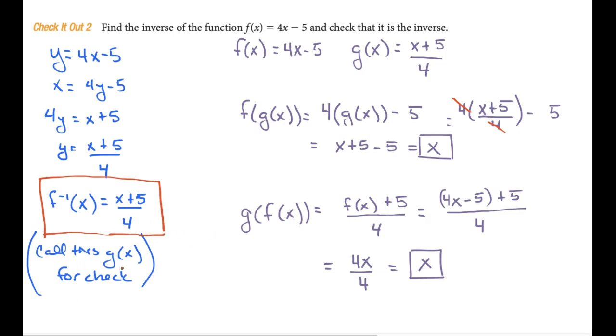I called this g of x for the check because it's a little confusing with all the f's and then the minus 1s. So I just called it g of x and I wrote it up here. So this x plus 5 over 4 is right up here at the top. And then you just go through the f of g of x and g of f of x, and both times you get an x. Pause the video here if you weren't able to check it and just make sure you're following along.